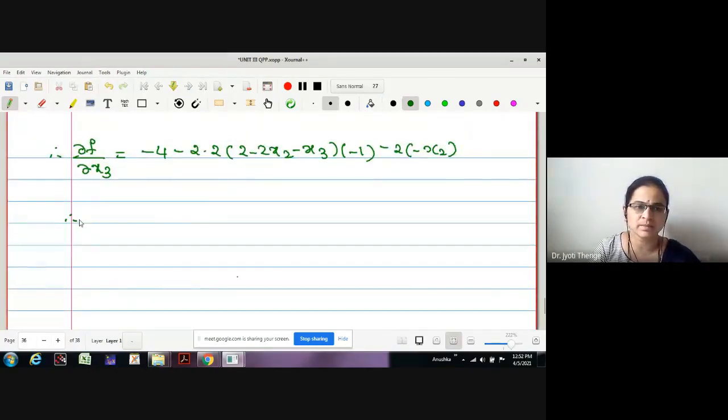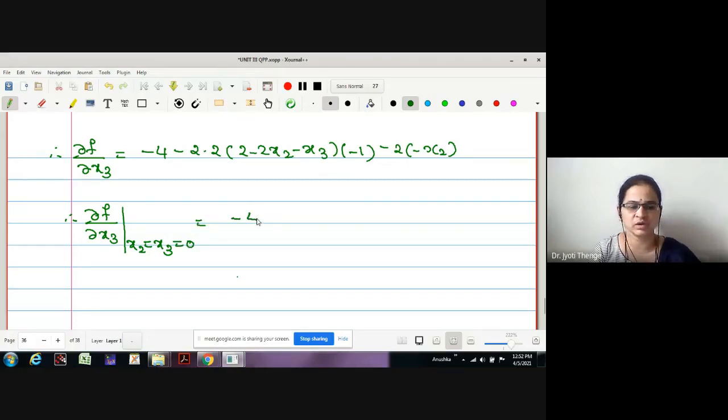The next step, you have to find out the value of dou f by dou x3 by putting non-basic variables x2 equal to x3 equal to 0. How much is the value? Minus 4. This negative, if I write, this is plus 4 into 2, na? Plus 2 into 0. Therefore, the value is 8 minus 4, it is 4. This is also positive. Let me call it statement number 2.